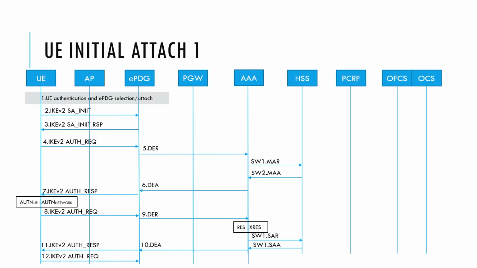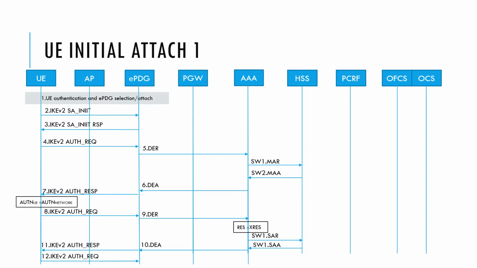Okay, so now the next call flow is the initial attach call flow. In the initial attach call flow, the first thing is the UE authentication and EPDG selection, which I discussed in the last slide. Once the UE authentication and EPDG selection is done, we can start with the attach call flow. Here, the first thing is that we have to set up an IPsec tunnel between the UE and EPDG. For that, we have the IKEv2 SA init message and IKEv2 SA init response. These are the two messages through which the IPsec tunnel is set up. Now the IPsec tunnel is set up.